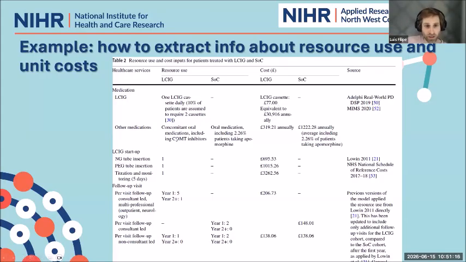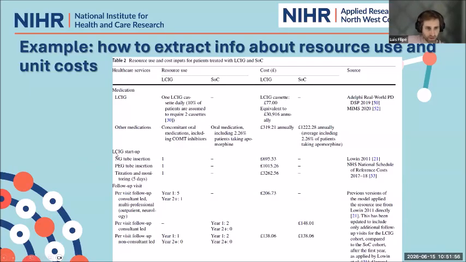Then other medications, you have here the resource use, which is concomitant oral medications, including COMT inhibitors. In this case, other medications are for the standard of care. No, they are for both. Sorry, they are for LCIG. So this is the part that I read. And then for standard of care it is oral medications, including 2.26% of patients taking apomorphine. Sorry, and then you have the respective costs. So you have these annual costs, 319 for LCIG, and you have 1,000 and something annually for the standard of care.